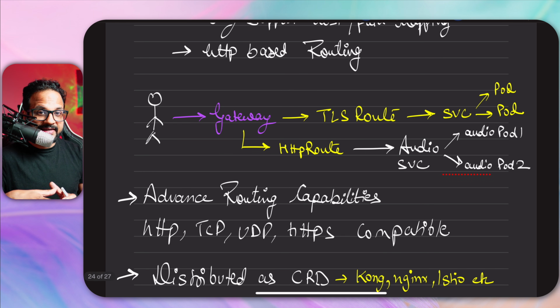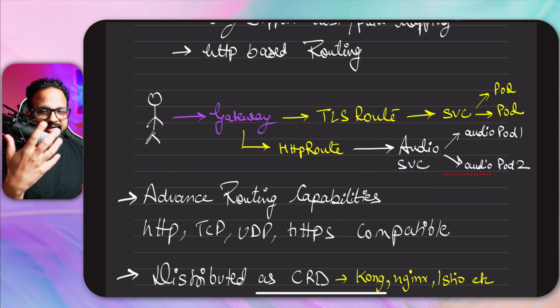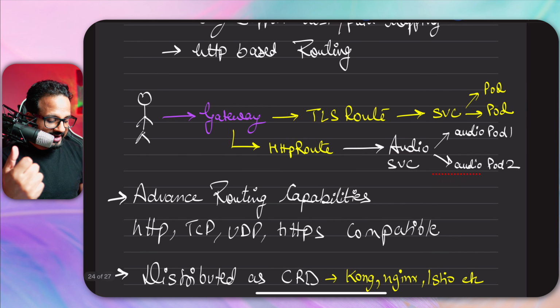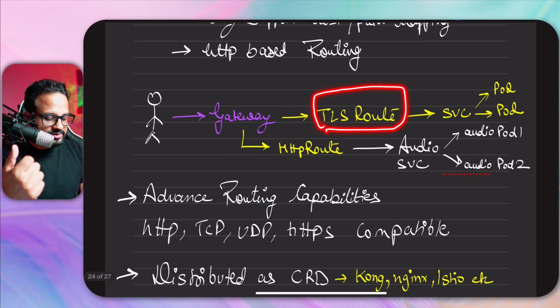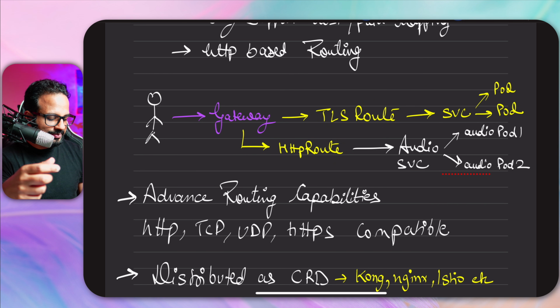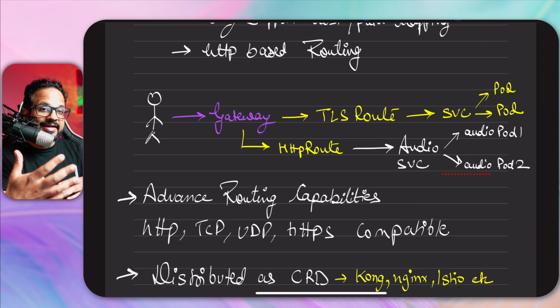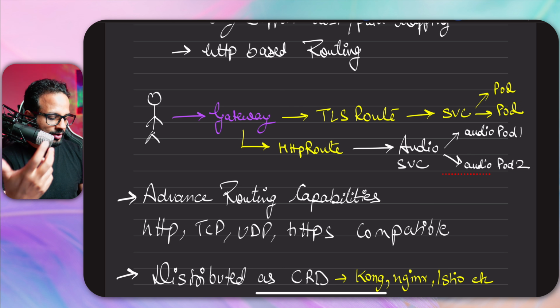The way it works in Gateway is you can create different routes, like TLS route, HTTP route, UDP route, HTTPS route, all the compatible routes you can create. And those routes will have certain rules. Based on those rules, the request will then be redirected to a particular service, and then those services are responsible for redirecting it to the responsible backend pods, like these over here, right?